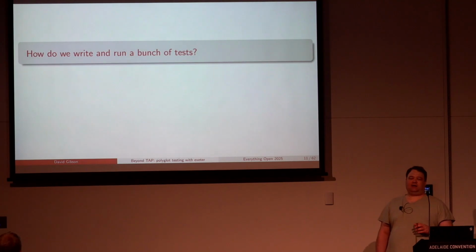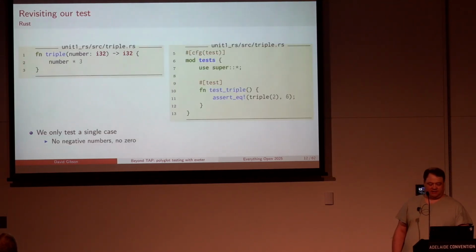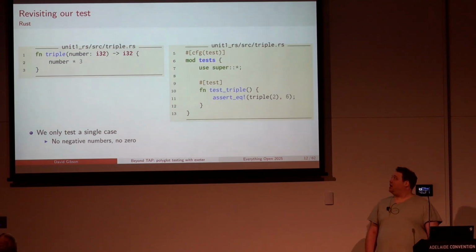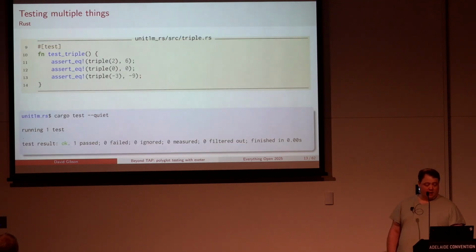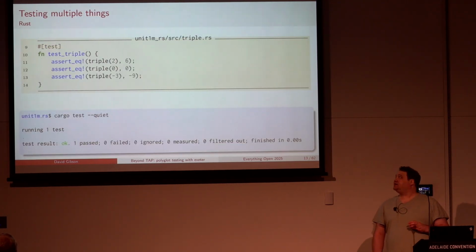All right, let's ask a slightly harder question. How do we write and run a bunch of tests? So let's go back to our very first test, this one in Rust. We're only testing one case, which is a bit poor, even for something like this. Testing 0, testing negative numbers would probably make sense for this function. They're the sorts of things that, for anything more complex than this, you could easily get wrong and be good to test them. So obviously you can write a test just like this.